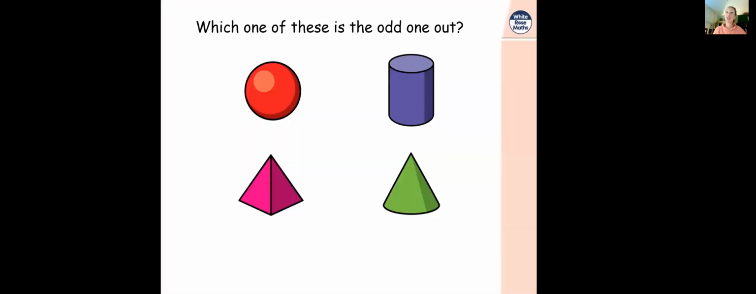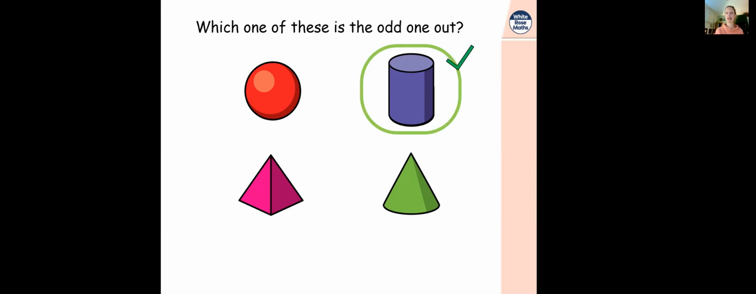Get ready. Warm-up question. Which one of these 4 shapes is the odd one out? Pause me now to see if you can work out which one it is. Welcome back. Which one did you choose? Did you come up with a good reason as to which one you chose? Maybe you chose the sphere. If you did, well done. The sphere is the only one that can roll. The ball can roll. Well done.